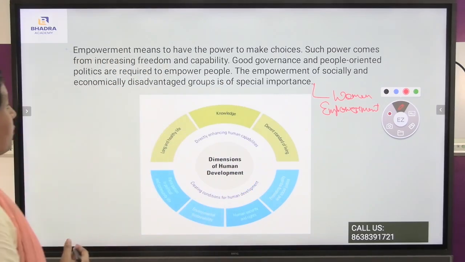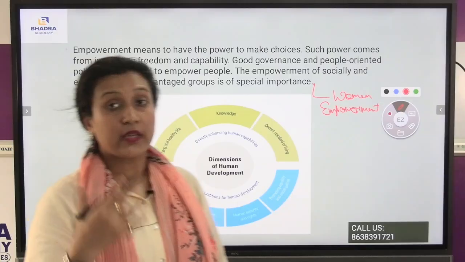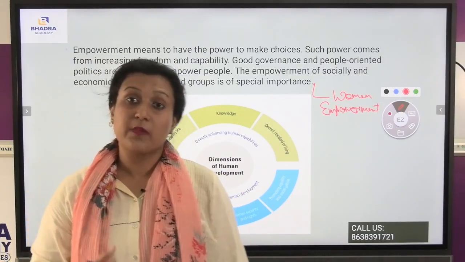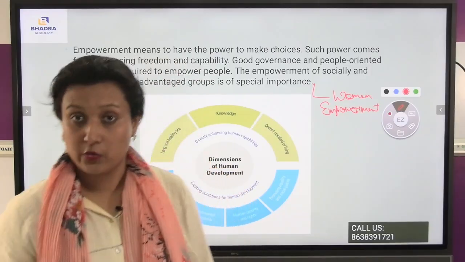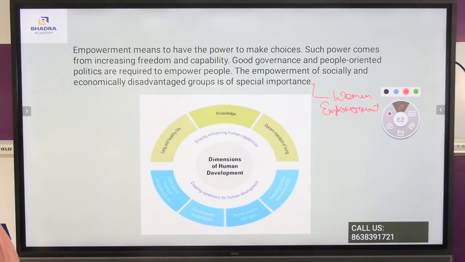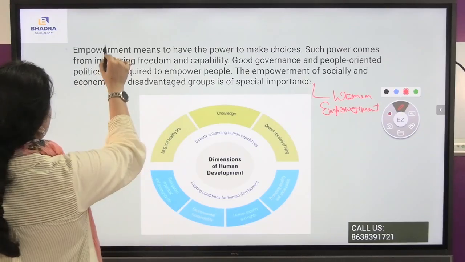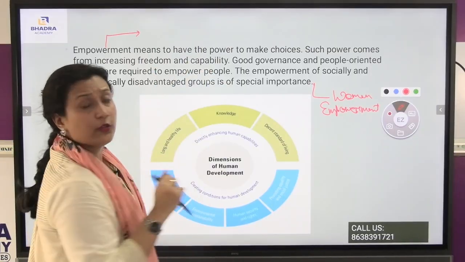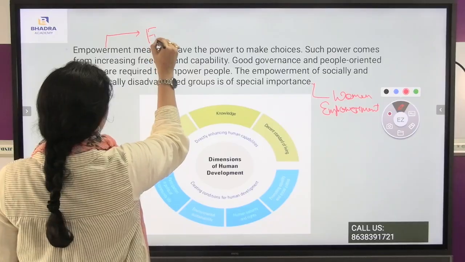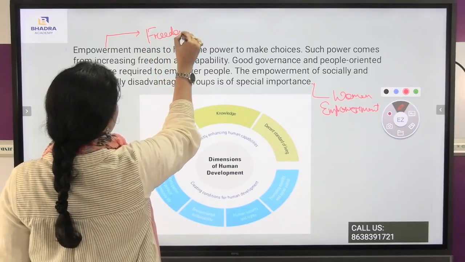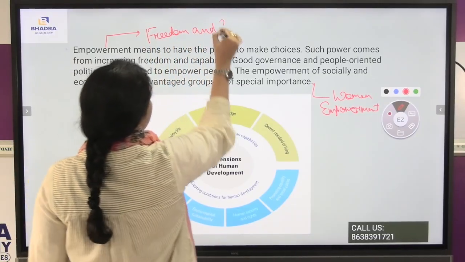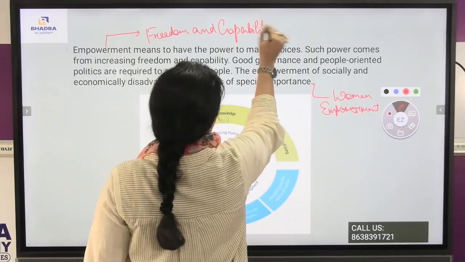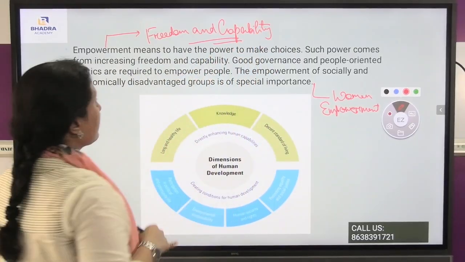So empowerment means giving the power to make choices. People are being empowered so that they can make proper choices to live in a particular society. Also, such power comes from increasing freedom and capability. Now, empowerment has two elements. What are the two elements? The freedom is there and the capability is there. Both the terms together comprise empowerment.